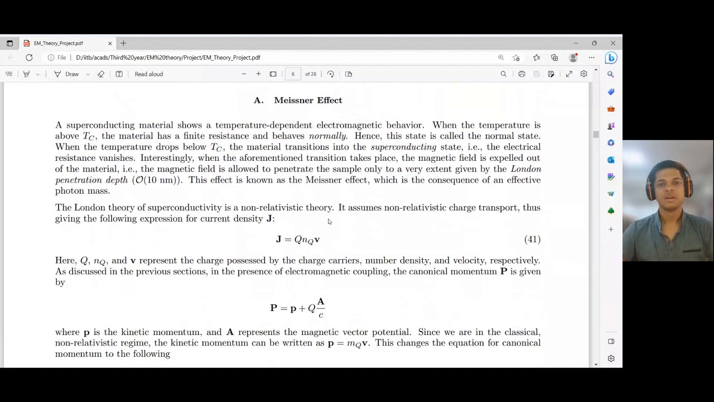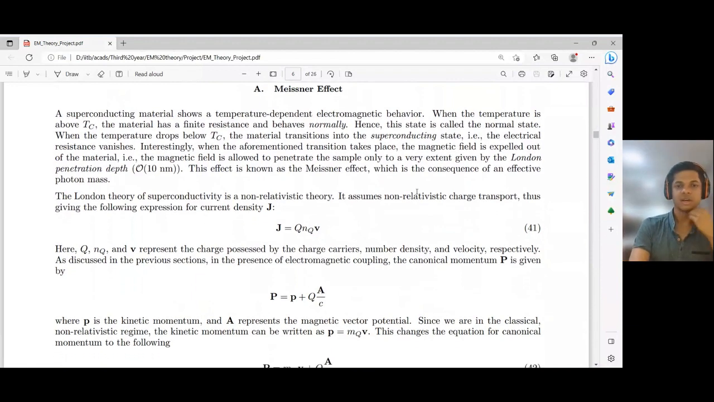In the T greater than Tc regime, the material behaves as a paramagnet, or it allows the magnetic field lines to pass through it. But as the material enters the superconducting state, it expels the magnetic field lines, or starts behaving as a diamagnet. Now, in order to explain this effect, the London brothers proposed a theory called the London theory. It is a classical theory, given in 1935, and it is fully non-relativistic. So, let's start with the discussion.